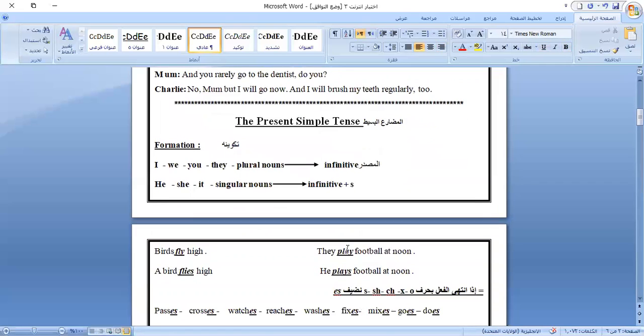We have here some exercise. Birds fly high. Look, this is plural. A bird flies high. Singular. We put third singular s. They play football at noon. He plays football at noon.